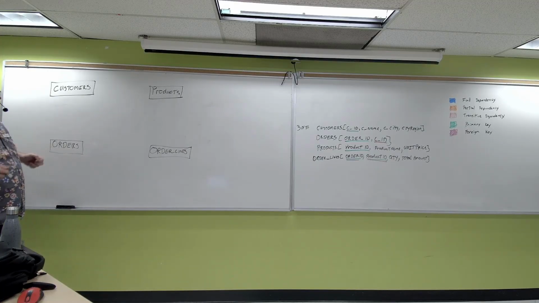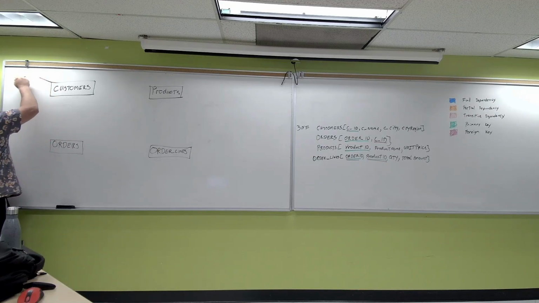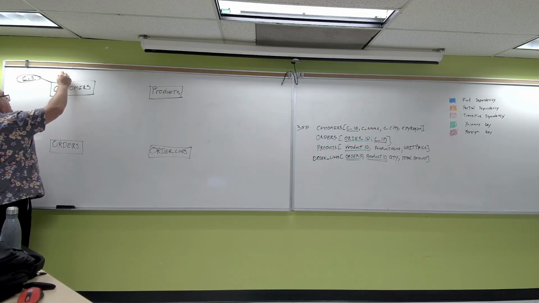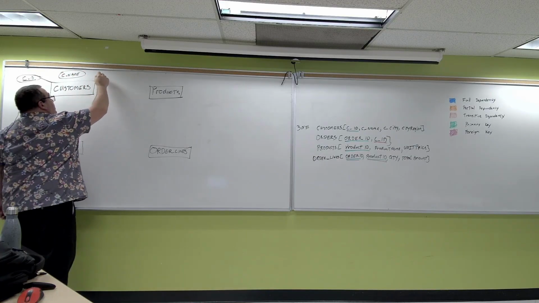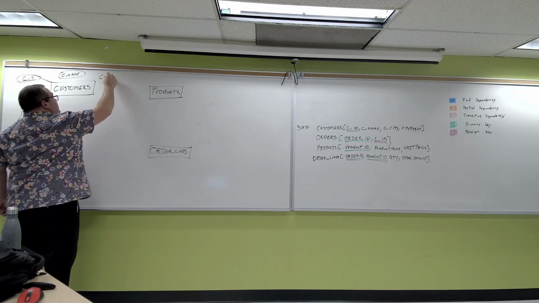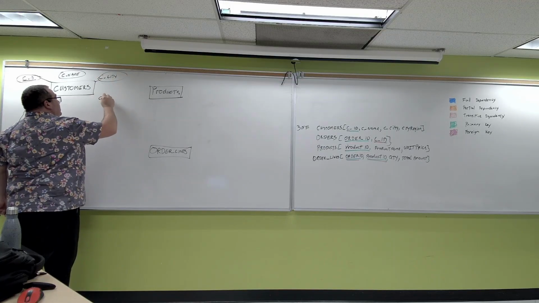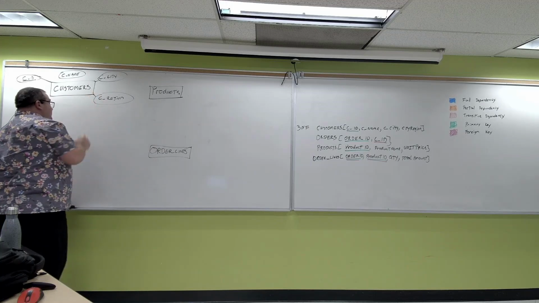All right. So on the customers, we have customer ID, and we know that's the primary key because we identified it as being a primary key. We have a customer name, customer city, and then the city region. Okay, that's our attributes here.